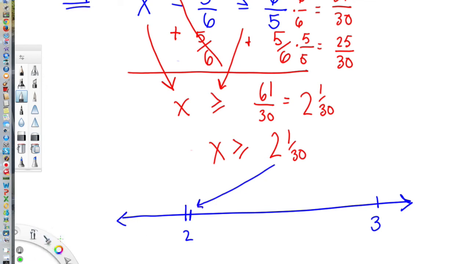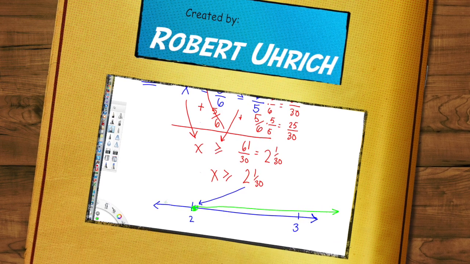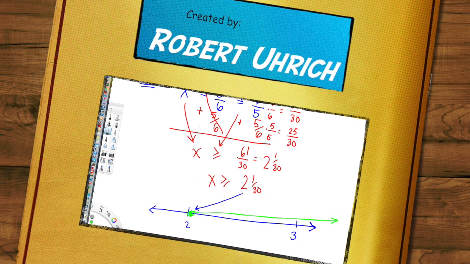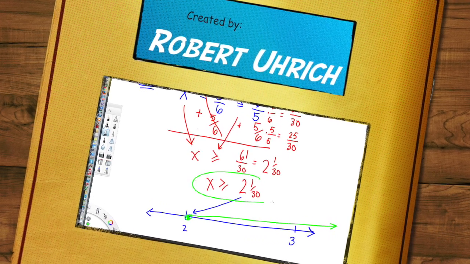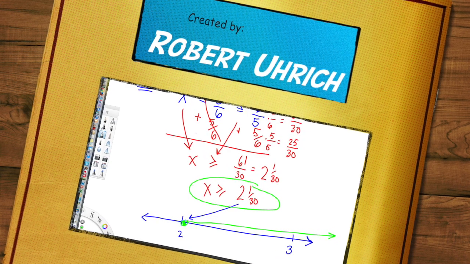Let's try a different color. Let's use green. I circle it. Do I fill it in? Yes, I do, because x can be equal to 2 and 1/30th, and it can also be greater, which means it can be anything to the right of 2 and 1/30th. And there you have it. Our answer, though, is x is greater than or equal to 2 and 1/30th.